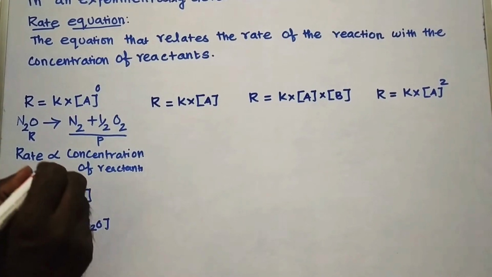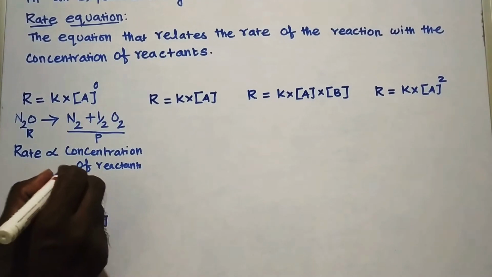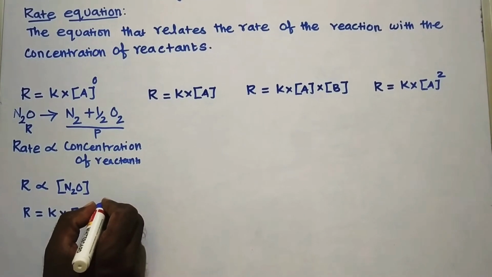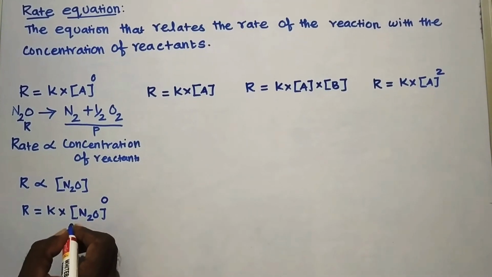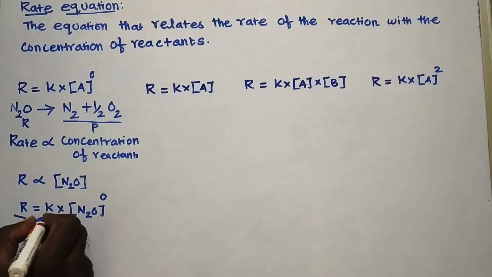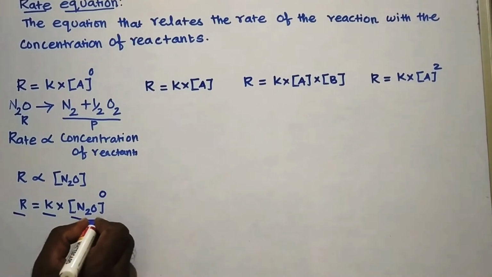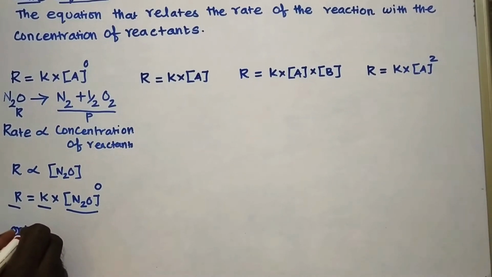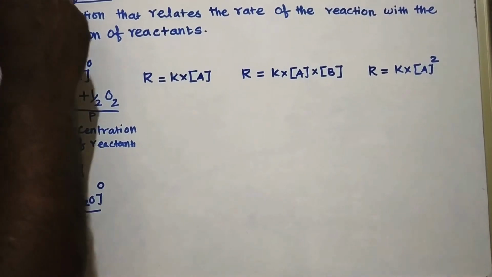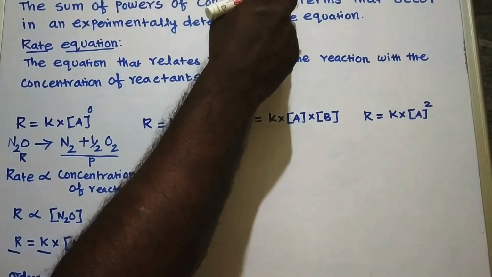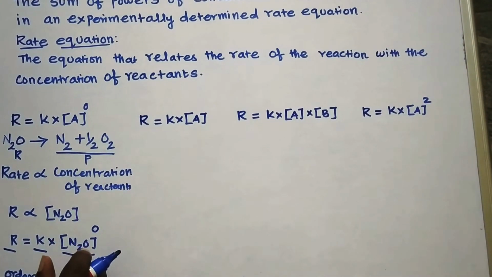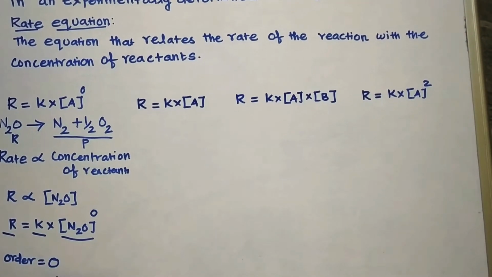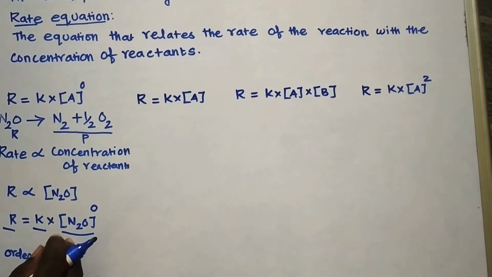In these reactions, the rate of the reaction does not depend on the concentration of N2O. Therefore, here the power of the concentration term of N2O is 0. This is the rate, this is the rate constant, and this is the concentration of the reactant. So now we have to find out the order. Order is the sum of powers of concentration terms. Here there is only one concentration term, and that power is equal to 0. Therefore, the order of the reaction is equal to 0.